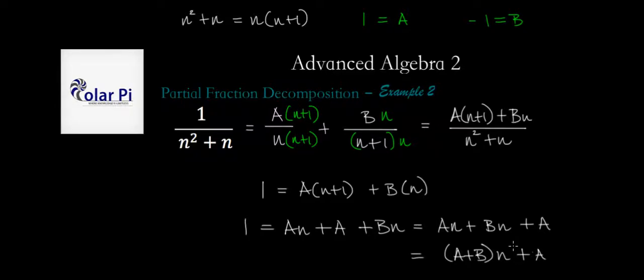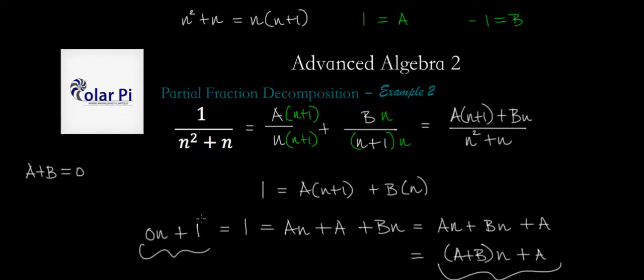Now, to make it easy to compare this to this left-hand side, you could write this left-hand side as 0n plus 1. That's 0n, 0 times n. And so then comparing this here to this here, it's clear that a plus b, which multiplies n, must be 0. So we see that a plus b must equal 0. And we see that this constant here must equal that constant there. So a must equal 1.